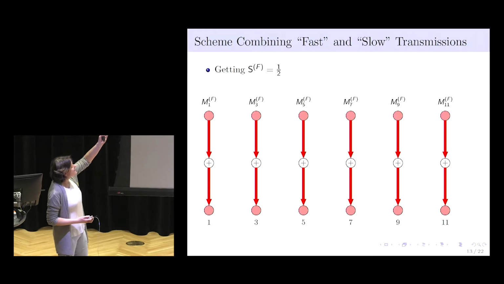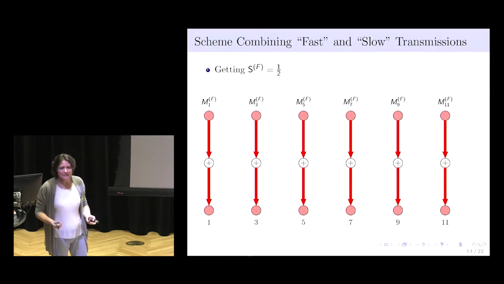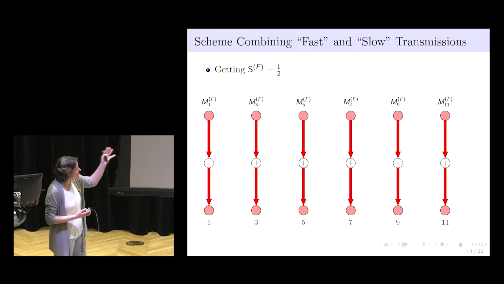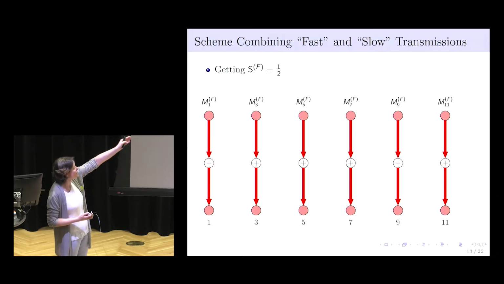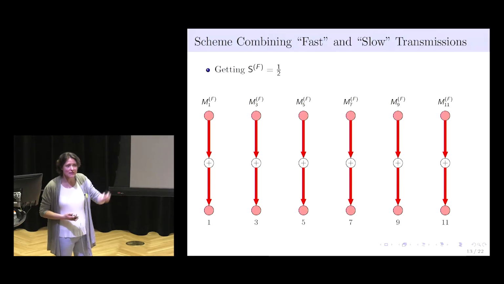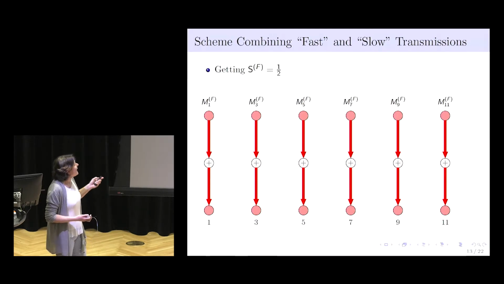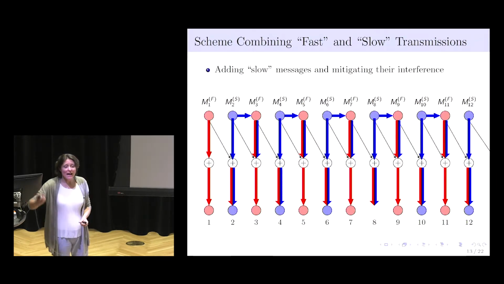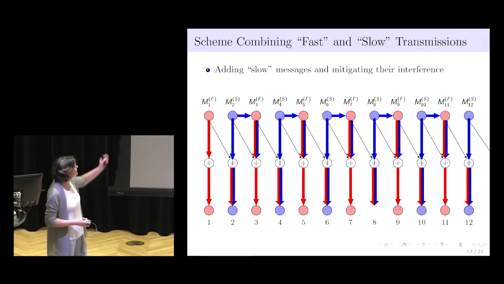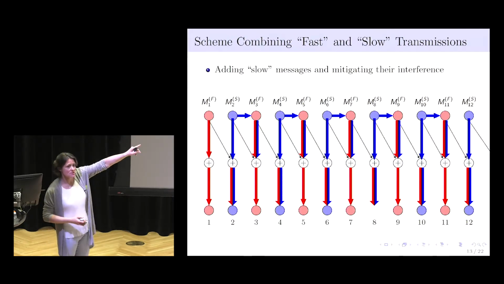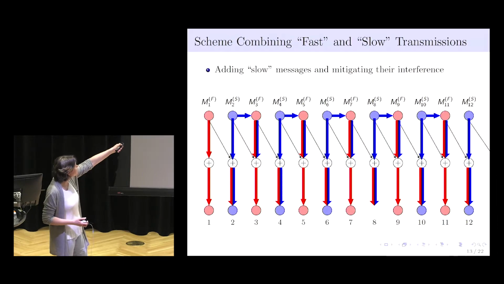Okay, so I want to get SF equal to half. The only way to get this is to simply switch off every second transmitter, because you only have this simple interference pattern. This actually decomposes the network. And now I want to add these slow messages. So I put them on the even transmitters, but now I'm causing interference. So this communication is going to interfere here, and so actually this arrow should be blue and red.